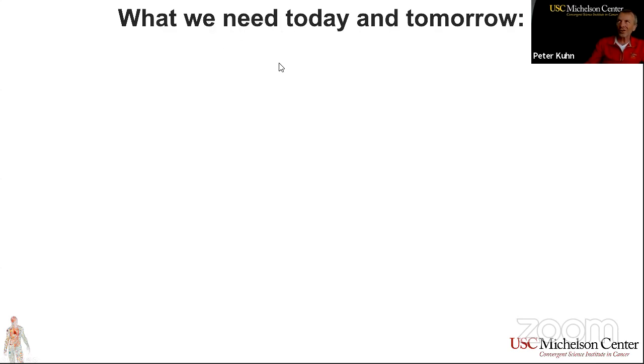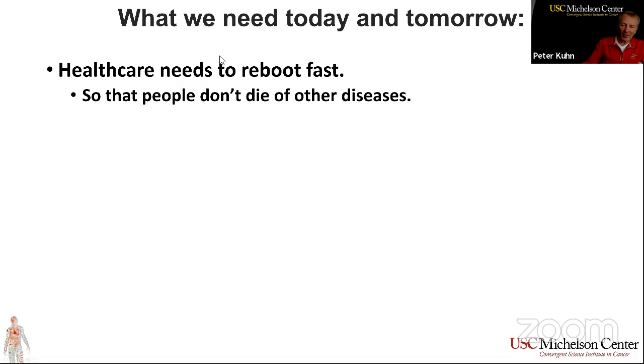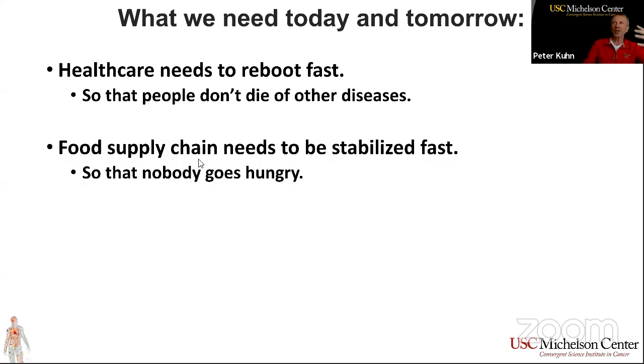But what we need also today are three very, very basic things. We need all of healthcare to reboot and to reboot fast, because we don't want people to die of other diseases. It is a major, major concern. The second piece is the food supply chain needs to be stabilized very, very fast so that nobody goes hungry. And again, it's something that we have unfortunately missed in this country. We have done a really poor job at maintaining the food supply chain in such a way that all food that gets produced can actually reach people in the end.